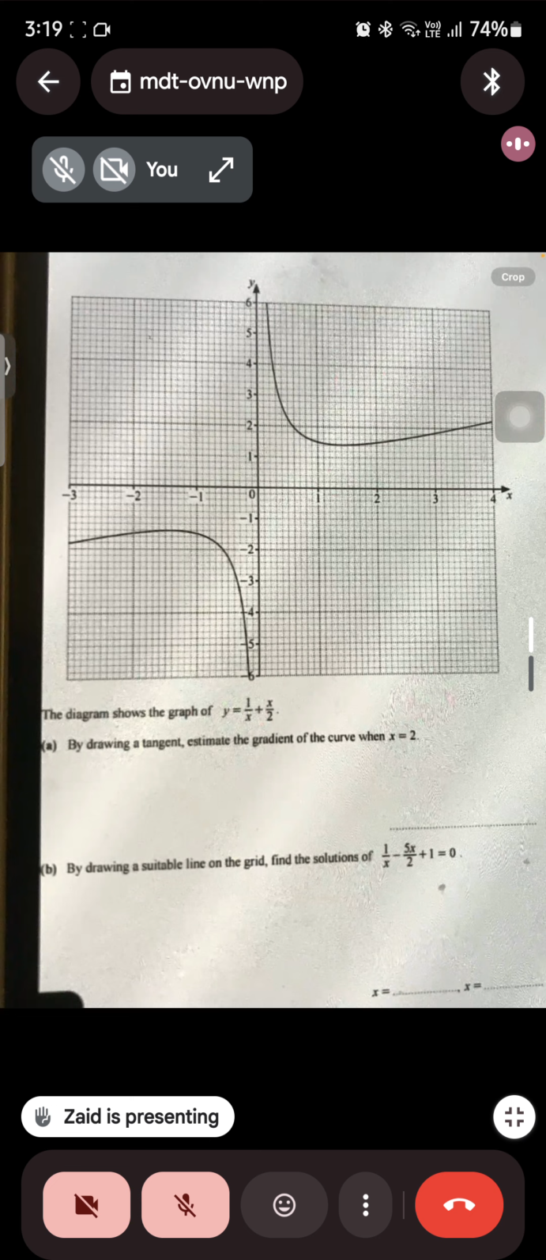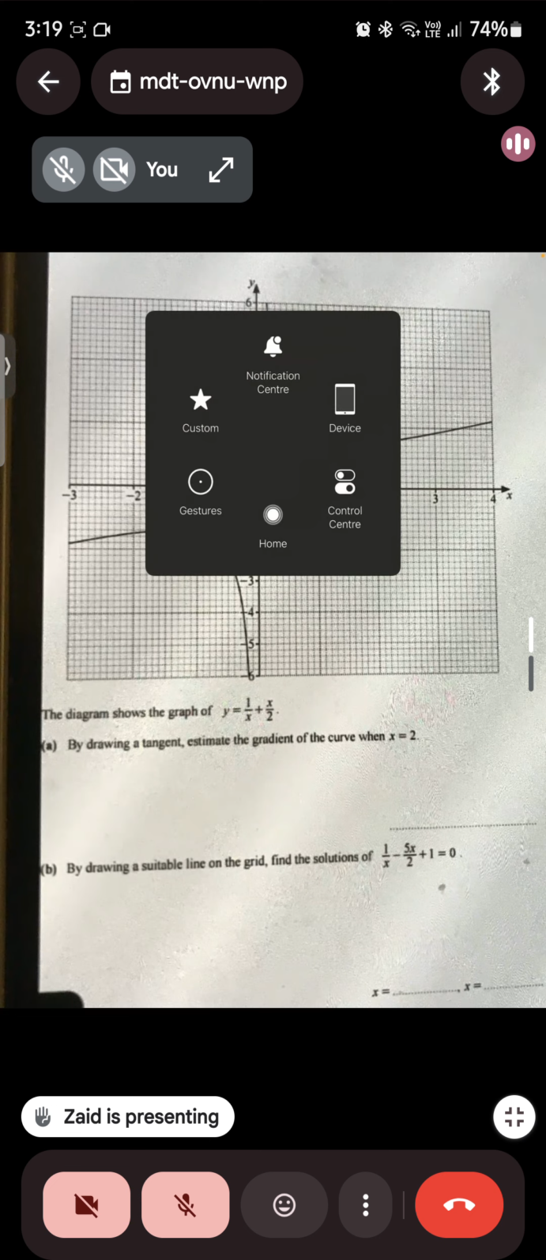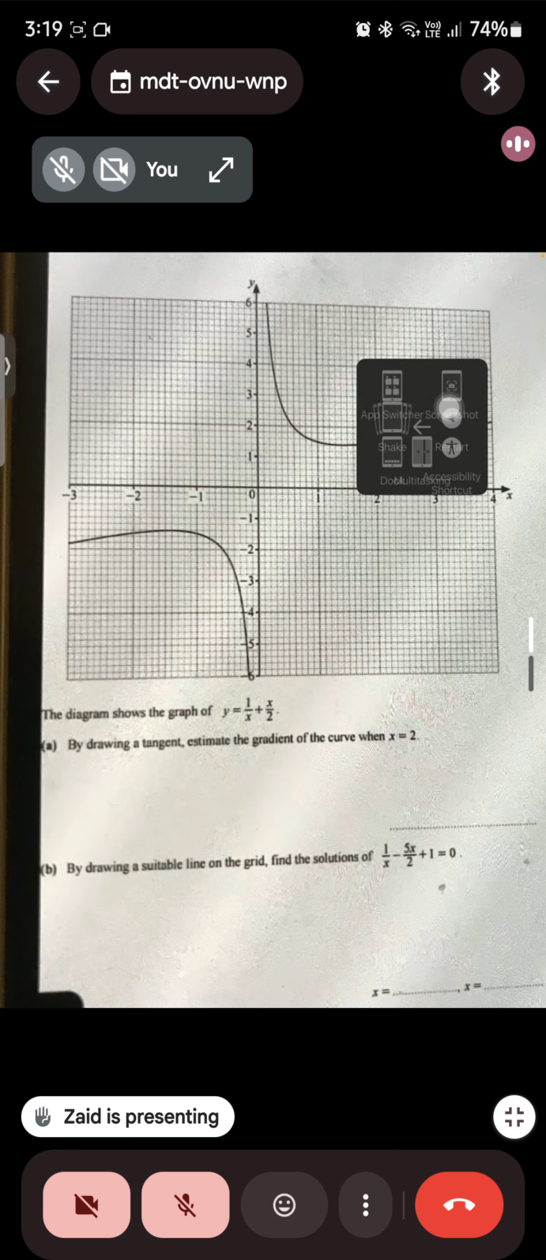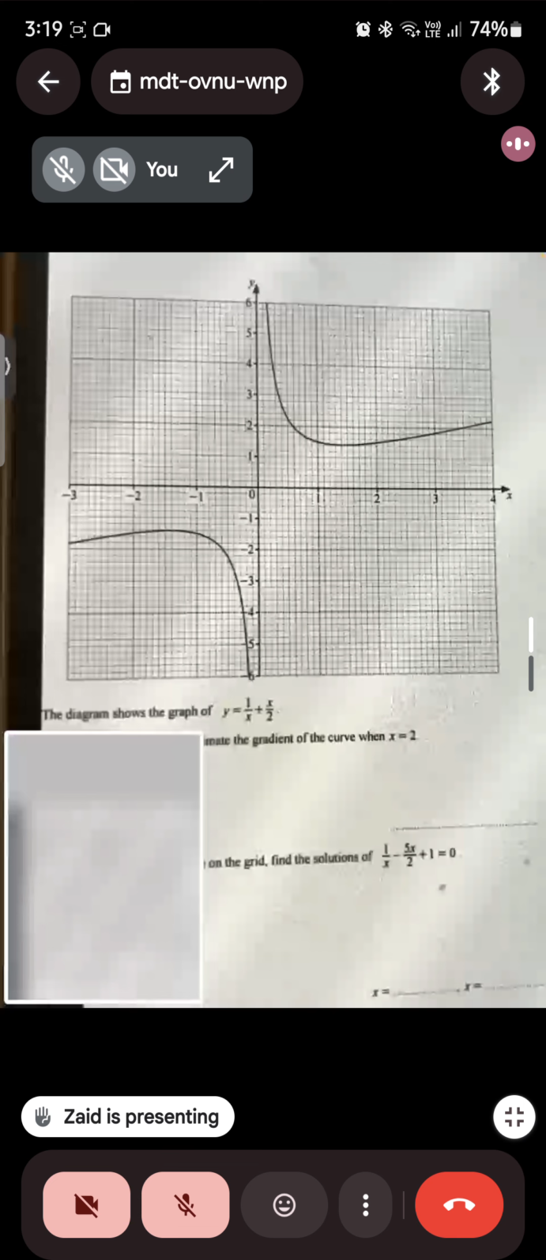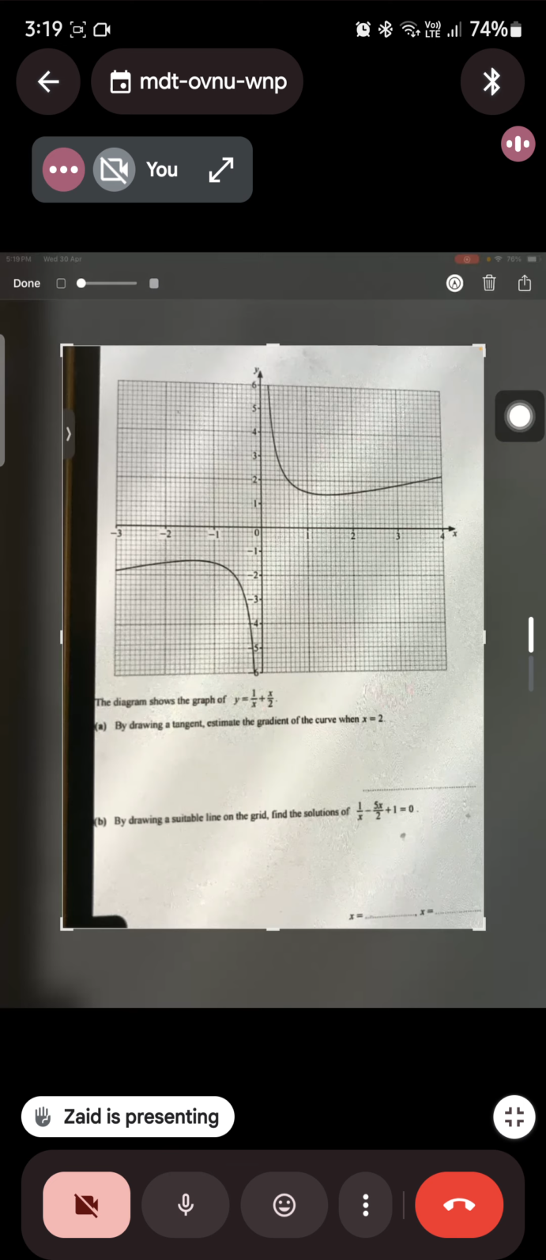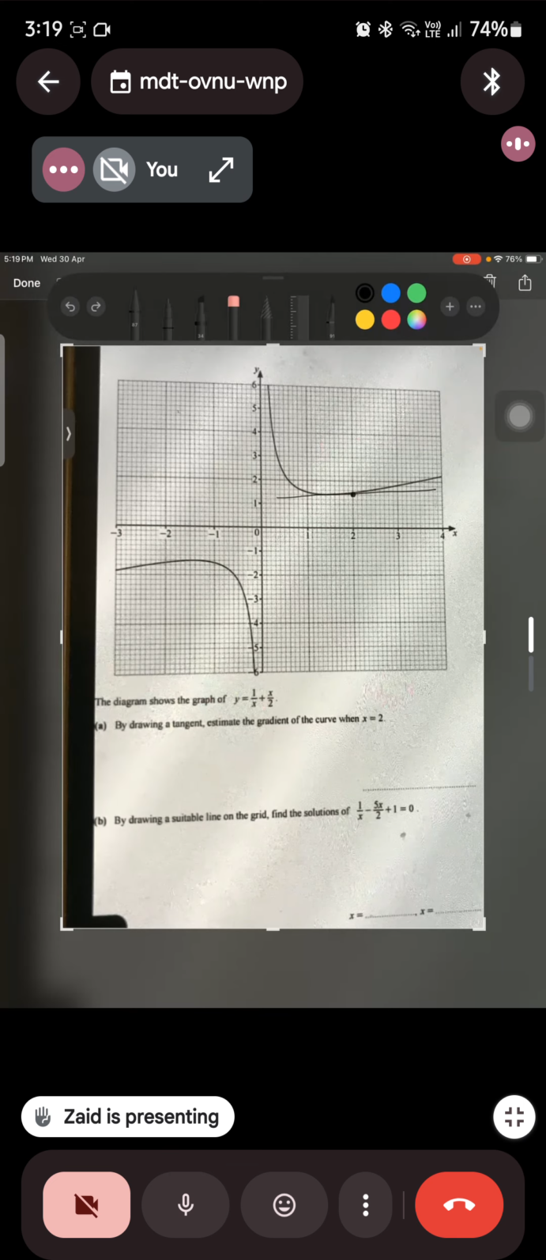The first part says, by drawing a tangent, estimate the gradient of the curve at x equals to 2. So this is easy. x equals to 2, we can just draw a tangent over here. And once we have drawn the tangent, we can choose any 2 points. Just be very, very careful. The tangent must not cut the curve, it should only touch the curve. Mine is cutting because the annotation on the iPad is automatic. So you can just take 2 points.